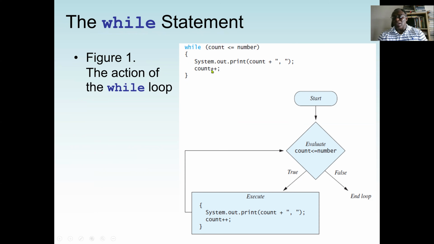Then we increment the count. Again, this is the increment operator. We talked about this already. So I'll increment the count to 2. Then we go back to our while loop condition. Is 2 less than or equal to 10? Yes. Then we are going to print 2. We increment to 3. Is 3 less than or equal to 10?